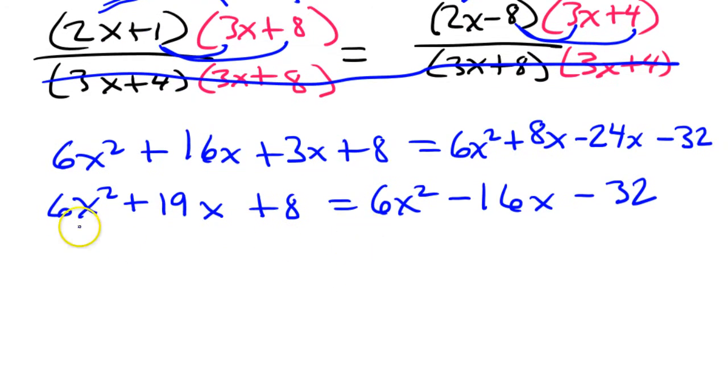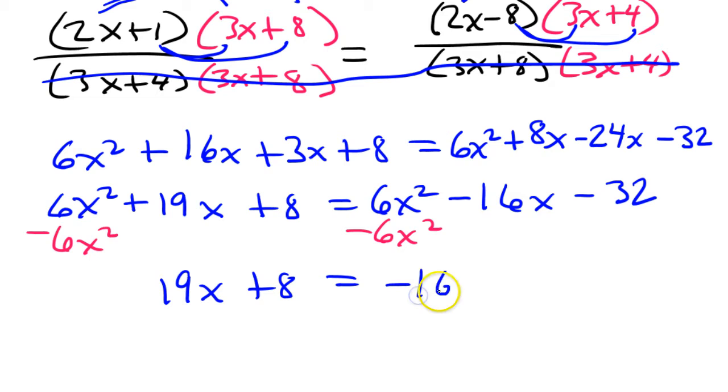Okay, so now it's time to get everything on one side so we can see what we have. The first thing I would do is subtract 6x squared from both sides. Those cancel out. They were the same thing. So that just gives me 19x plus 8 is equal to negative 16x minus 32. Now I will add 16x to both sides.